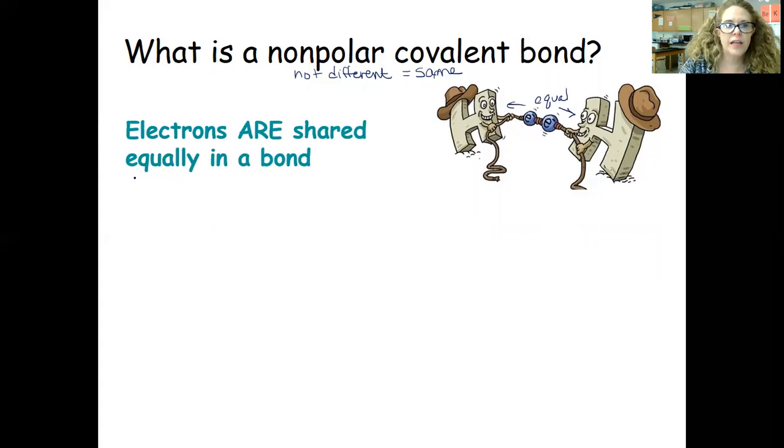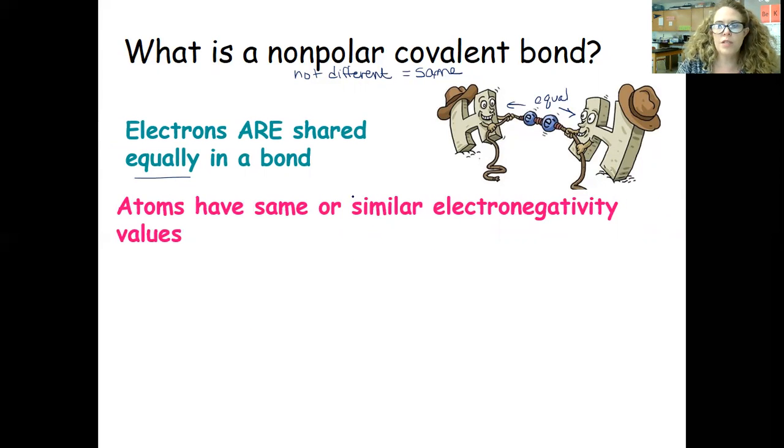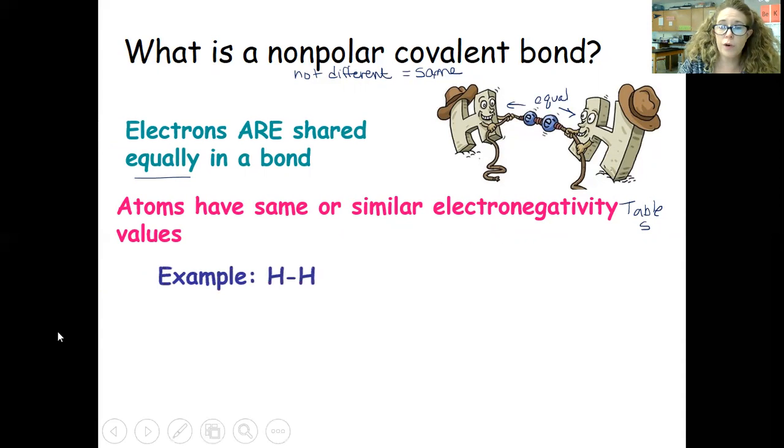So the electrons are shared equally in the bond because there's no difference in electronegativity, which is your attraction for electrons. The atoms have the same or similar electronegativity values. And where do we find these values? We're going to find those values on Table S. It's a 0 to 4.0 scale. So if I look at hydrogen, hydrogen, not different, the same, the electrons are shared equally in a bond. And I just want to write in here: between two of the same non-metals, there's no difference, which leads to no difference in electronegativity.